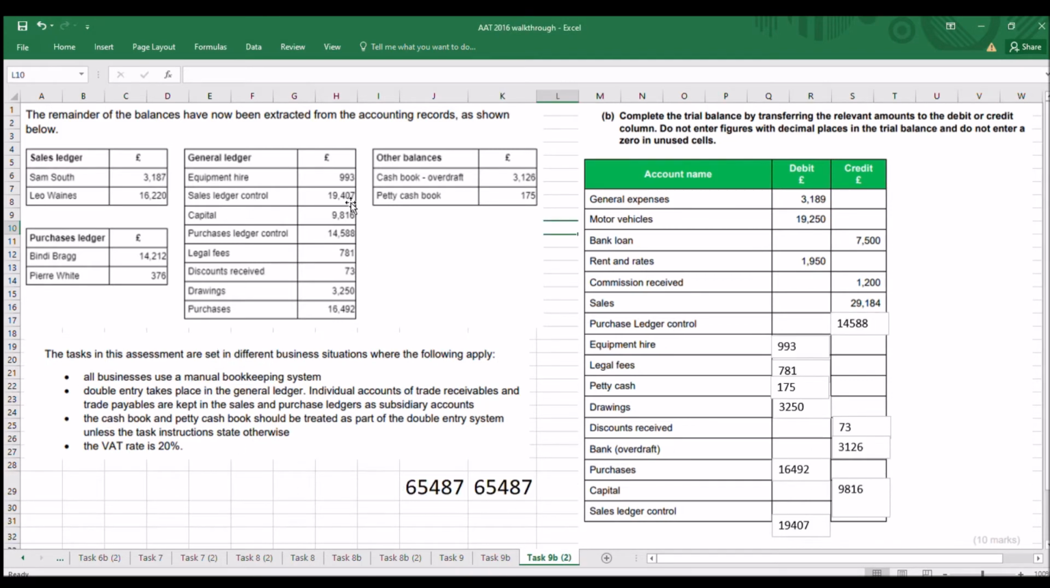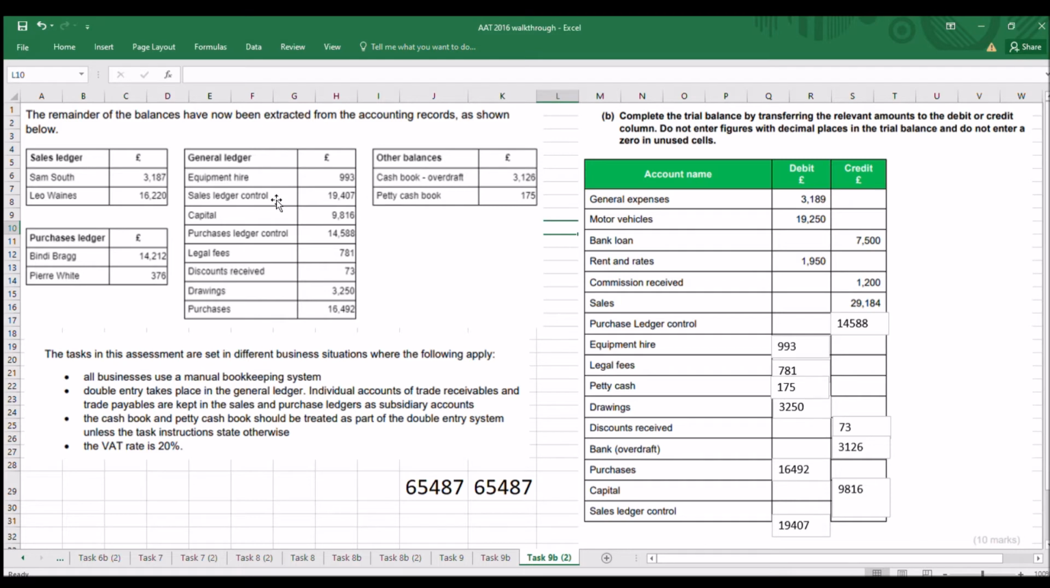Now, what would have been a good test actually is if we wouldn't have had these sales ledger control and purchase ledger control figures in here, and they just gave us the sales ledgers, because you can see that the sales ledger equals the sales ledger control account and the purchase ledger equals the purchase ledger control account. Whether they're needed within this question or not is a bit pointless really, but it would have been quite useful if they had missed out these figures and had you drop them over here. But as it was, it wasn't included.